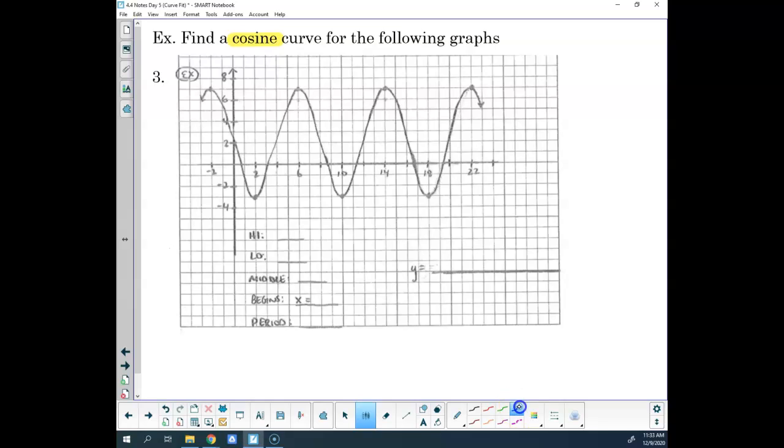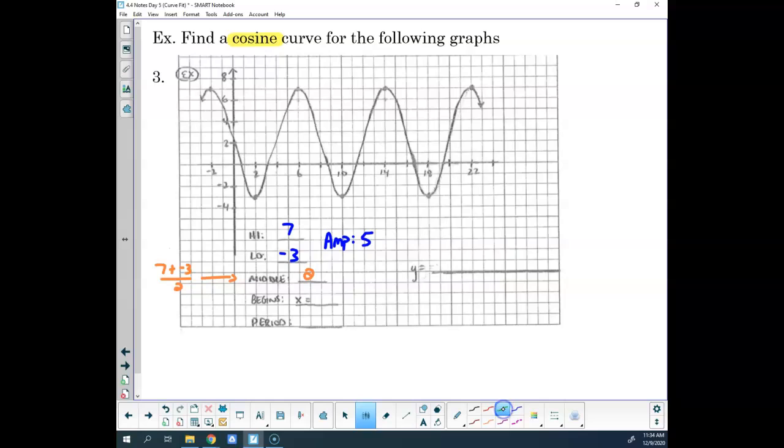My high value is 7. My low value is -3. That puts my middle at 2, because 7 plus -3 divided by 2 is 2. Agree? That also makes my amplitude 5. 5 to get from 2 to 7, 5 to get from 2 down to -3.